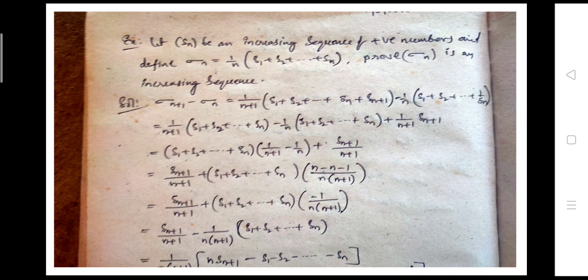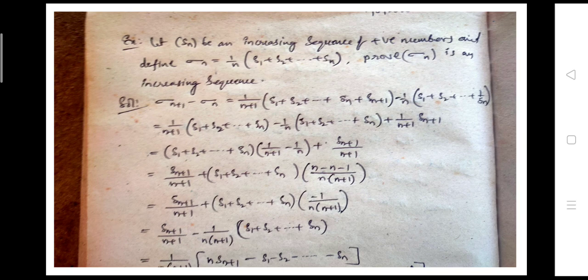We know sigma n. What is sigma n here? The given value is 1 by n into (S1 plus S2 plus ... plus Sn). Sigma n plus 1 means 1 by n plus 1 into (S1 plus S2 plus ... plus Sn plus 1), with n plus 1 terms. So now we need sigma n plus 1 minus sigma n.